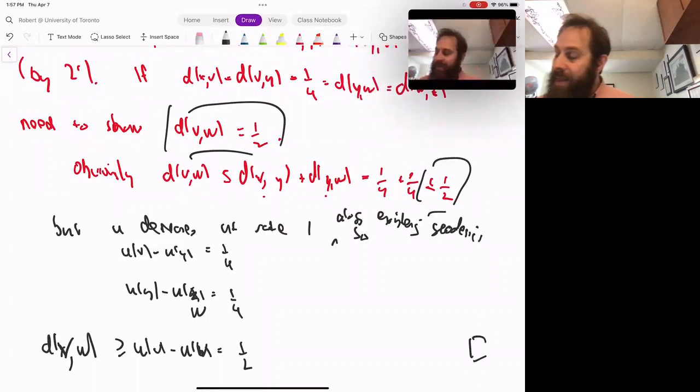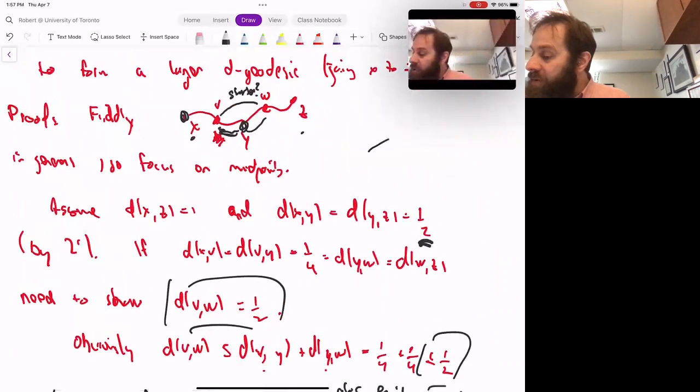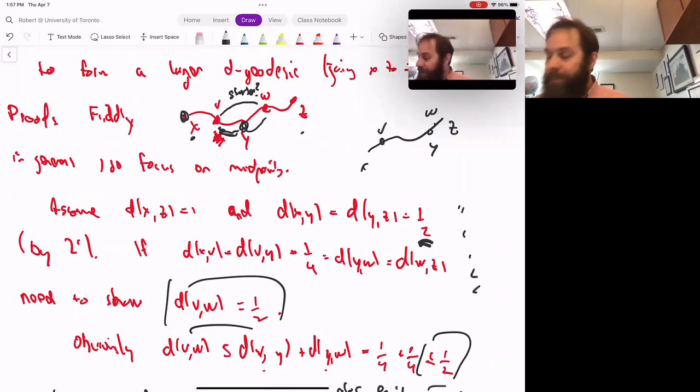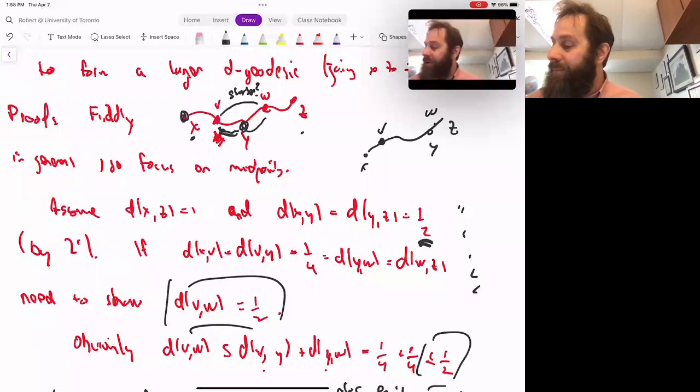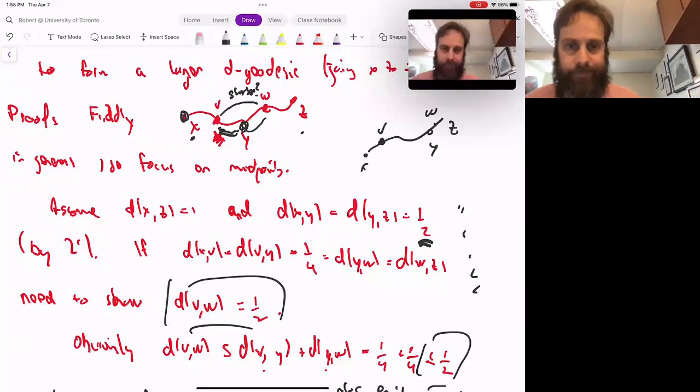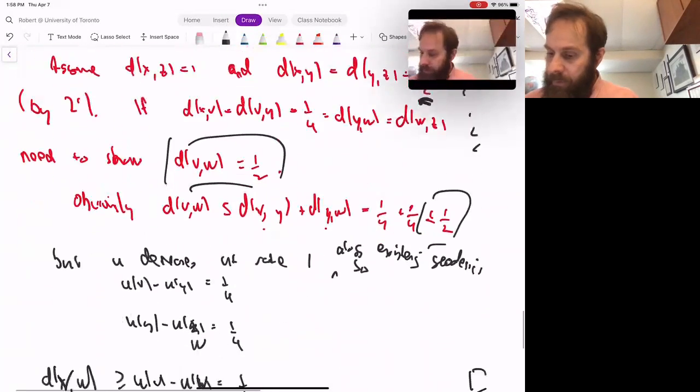And if you had chosen Y further along, and V and W that divided these into different proportions, you can make the same argument work, but then you just have all these constants floating around: the ratio that Y divides XZ into, the ratio that W divides XY into, and the ratio that W divides YZ into. Okay.